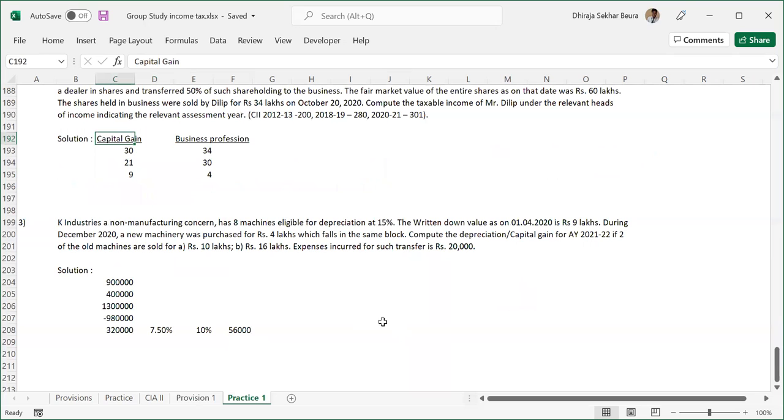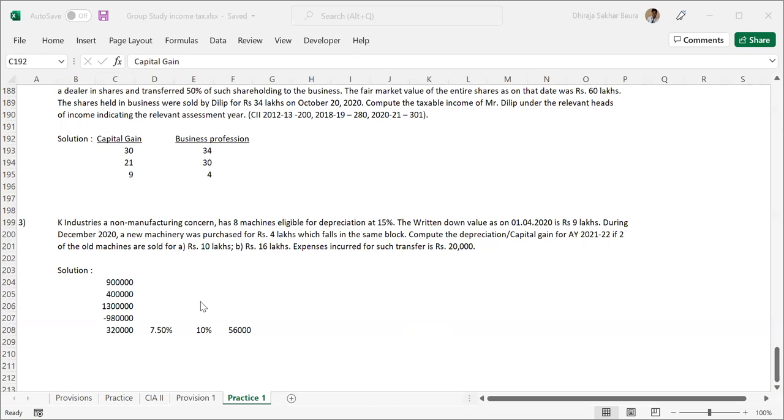Having that in mind, let's read out this question. K Industries, a non-manufacturing concern, has 8 machines eligible for depreciation at 15%. So there are 8 machines eligible for depreciation at 15%.